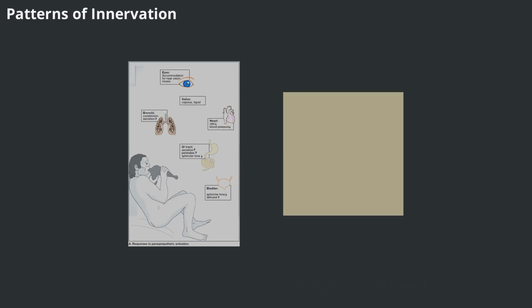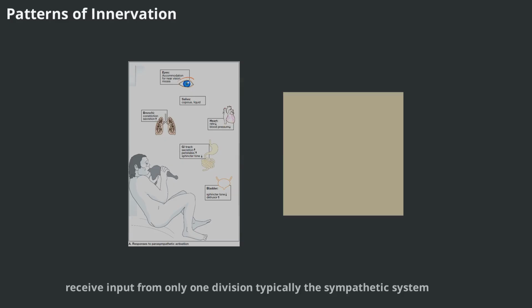For example, the heart receives both types of input, allowing for fine-tuned control. Some organs, like the adrenal medulla or most blood vessels, receive input from only one division, typically the sympathetic system. This arrangement ensures precise regulation of vital functions.